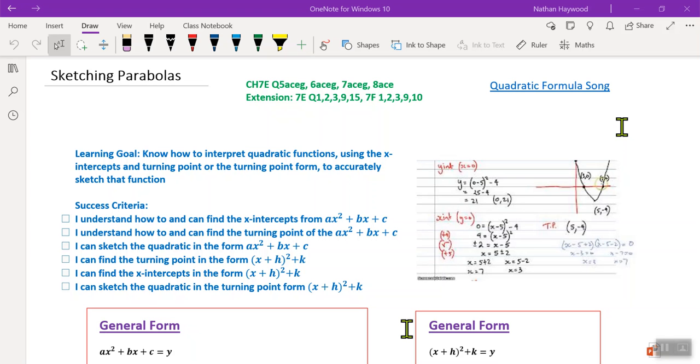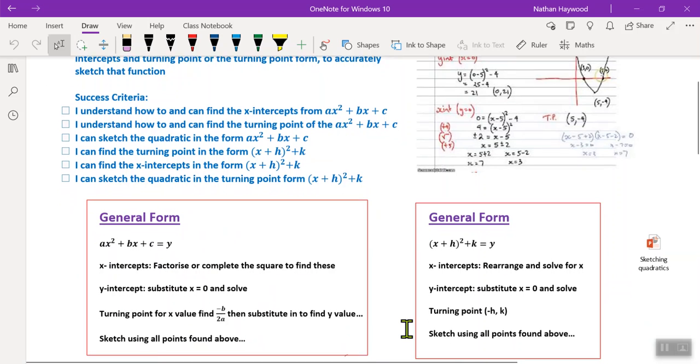Have a look at the learning goal. Today, you should be able to, if you haven't already figured it out, sketch a parabola. So you should be able to use the X-intercepts, the turning point, and the Y-intercepts to sketch a quadratic in two different forms. Here are the two forms.